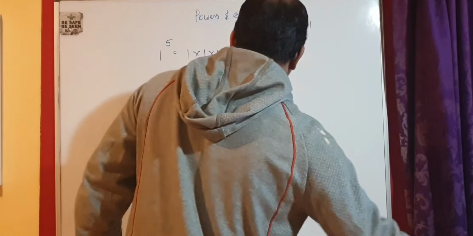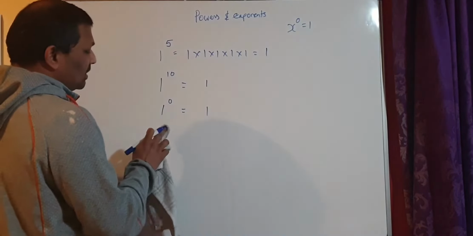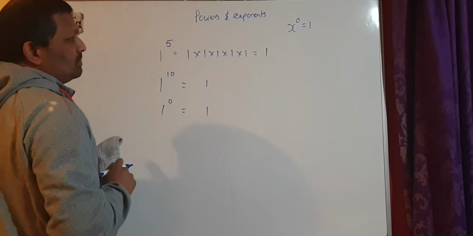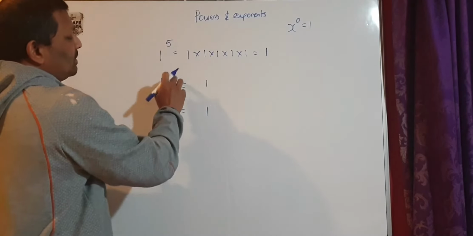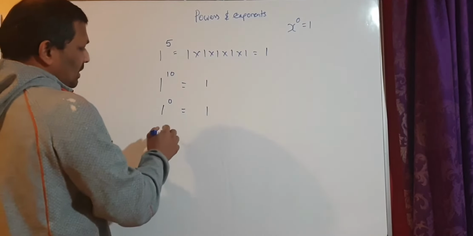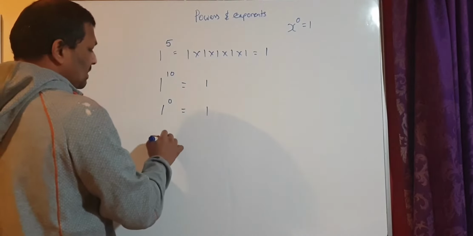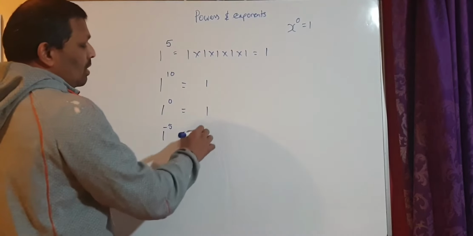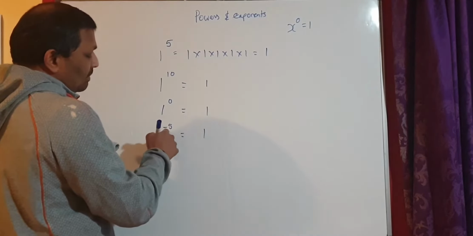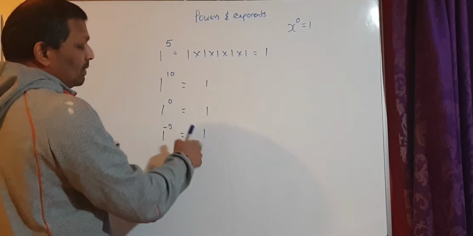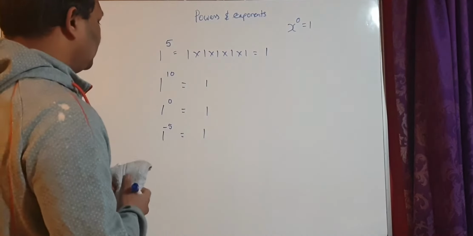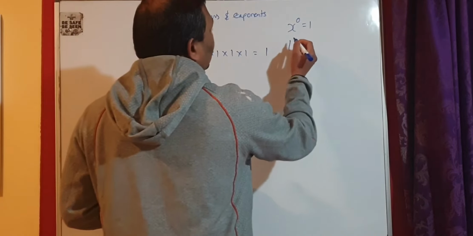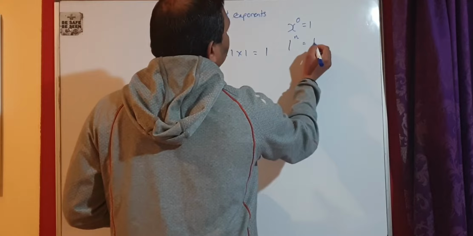Let us stop here, and we'll also see the negative powers as we go along. So for now, 1 raised to a positive power or a negative power, you'll get the answer 1. For example, 1 raised to the power of minus 5, you'll also get 1. How to evaluate a number with a negative power, we'll study next. So 1 raised to the power of any number n will give 1.